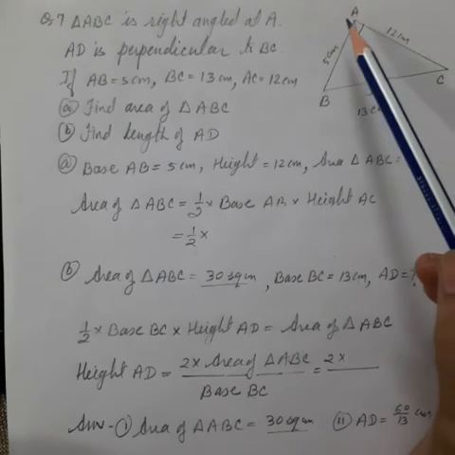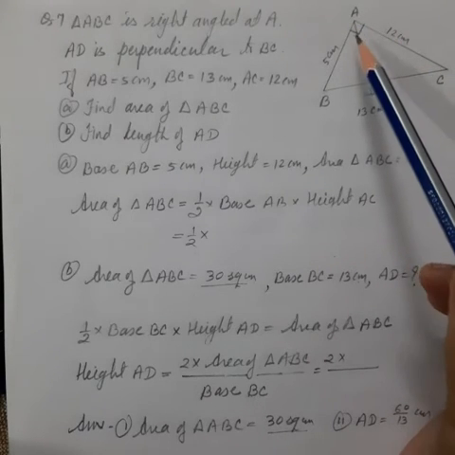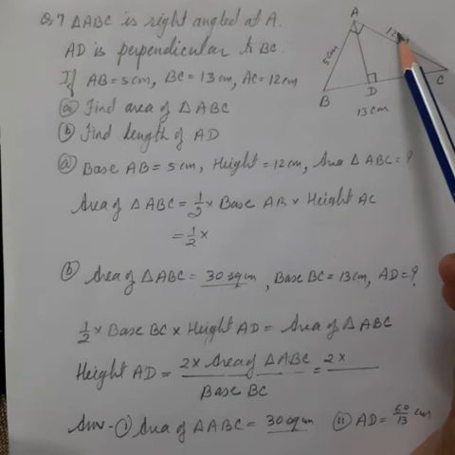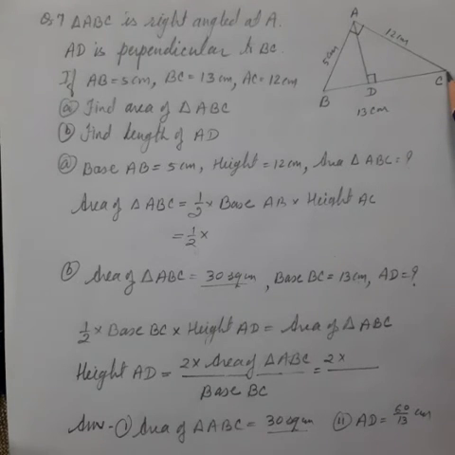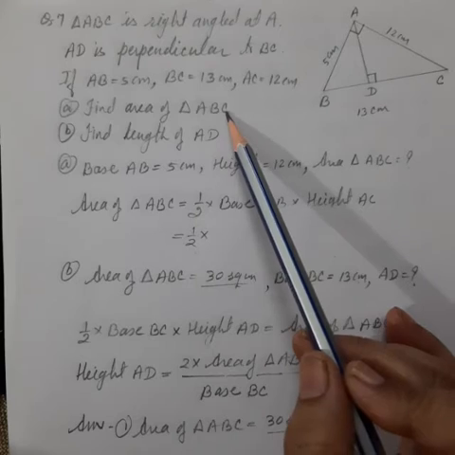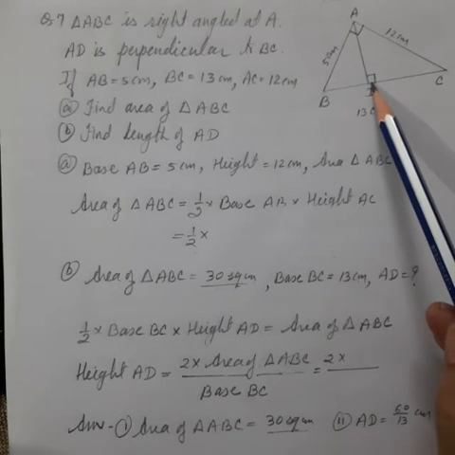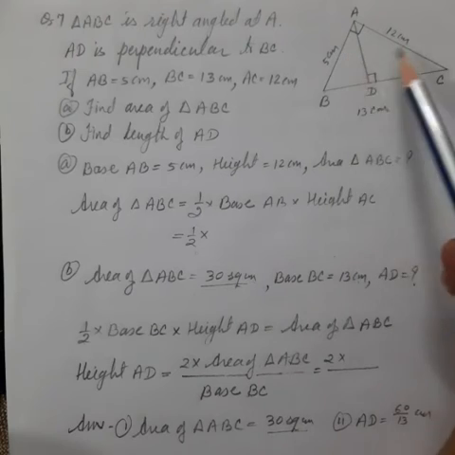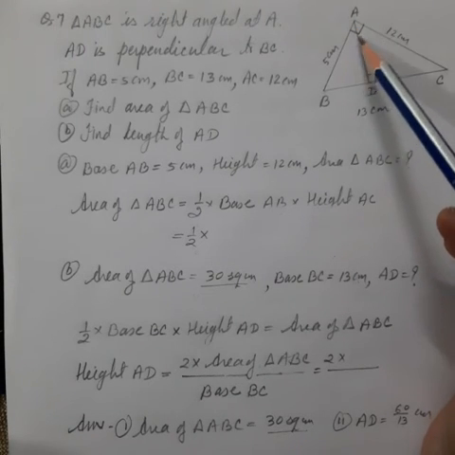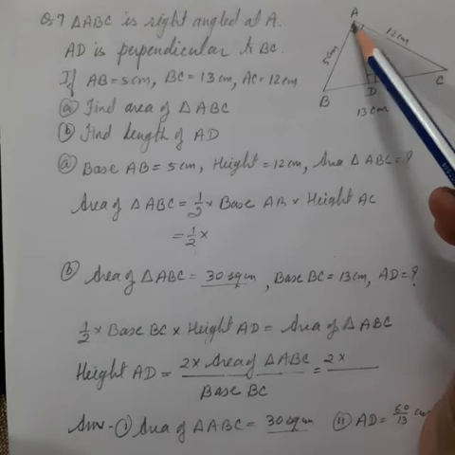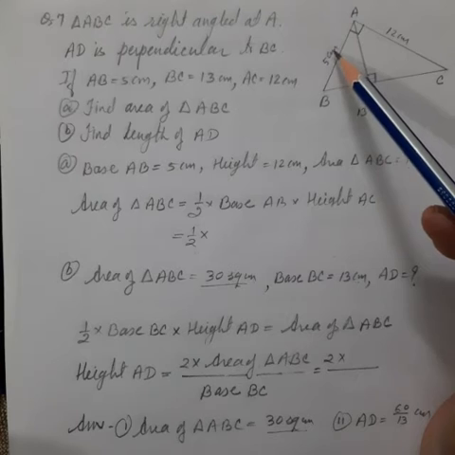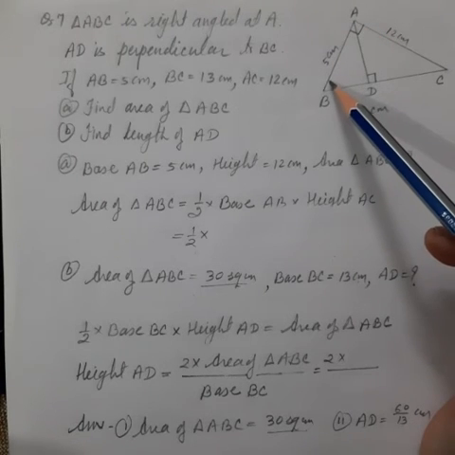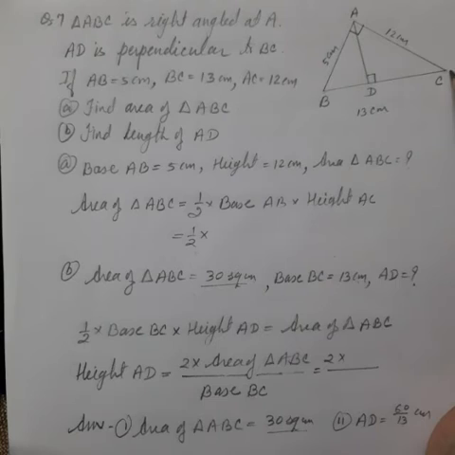Question 7. Here a triangle ABC is given, right angled at A. Measures of all the three sides are given and AD is given perpendicular on the base BC. We have to find out the area of triangle ABC and the height AD. Let us find out the area of this triangle first. Here this angle is a right angle. That means AB and AC, they are perpendicular to each other. Any one side we can take as the base and the other height. Let us take AB as the base and AC as the height.